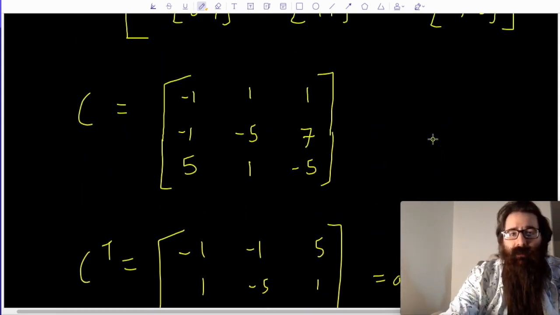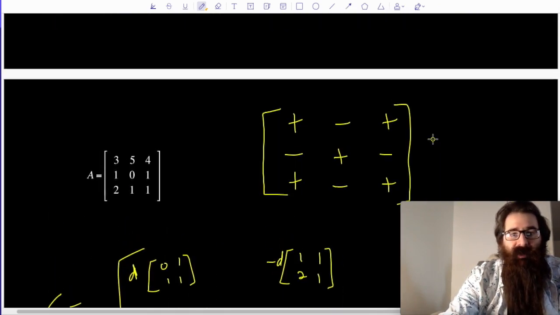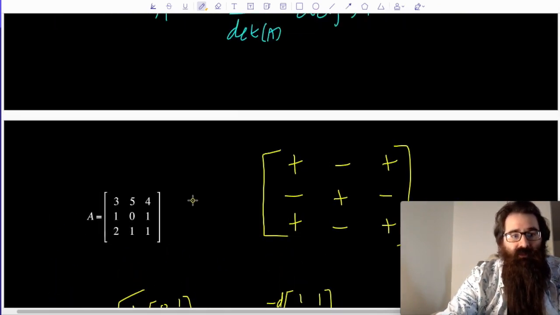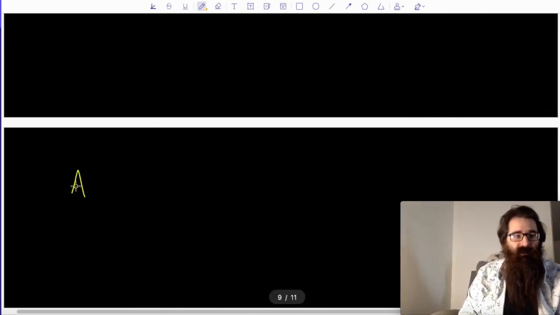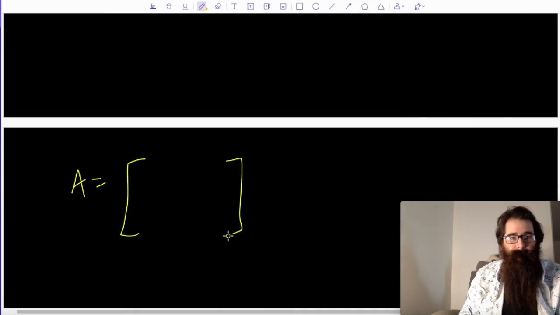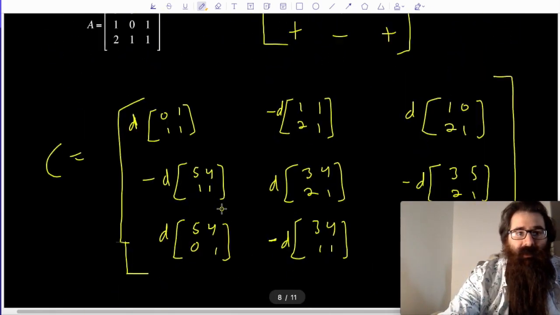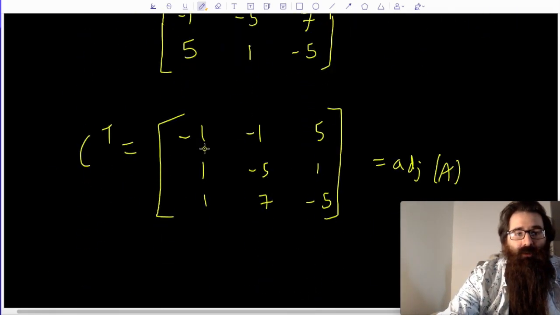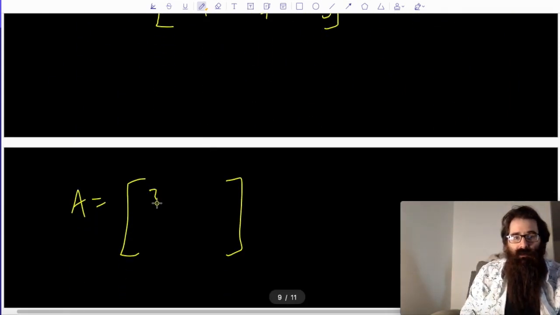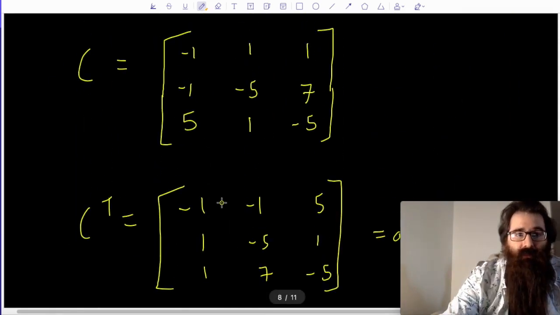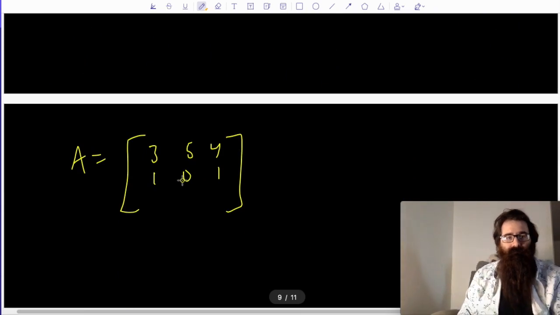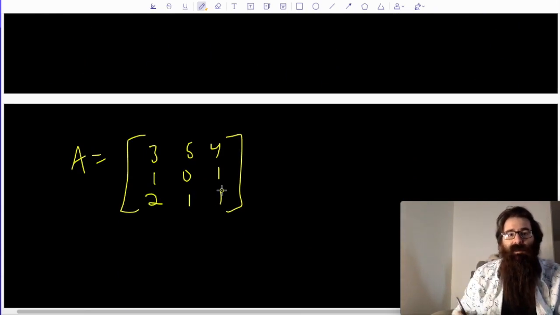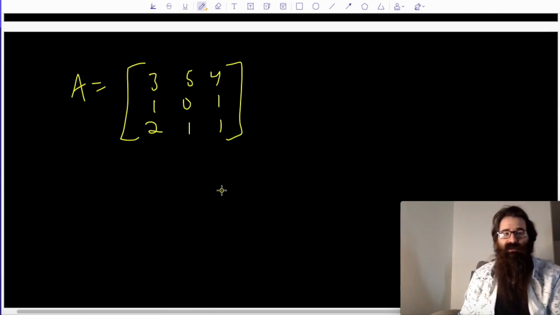Now, one thing that I said I was going to do that I didn't do yet is actually find the determinant of this matrix. Let me rewrite the matrix and find its determinant. Since that is my fault, I should have done that, but I did not do that. Let me rewrite matrix A. 3, 5, 4, 1, 0, 1. And then that third row, 2, 1, 1. And you know, just any cofactor expansion is fine.